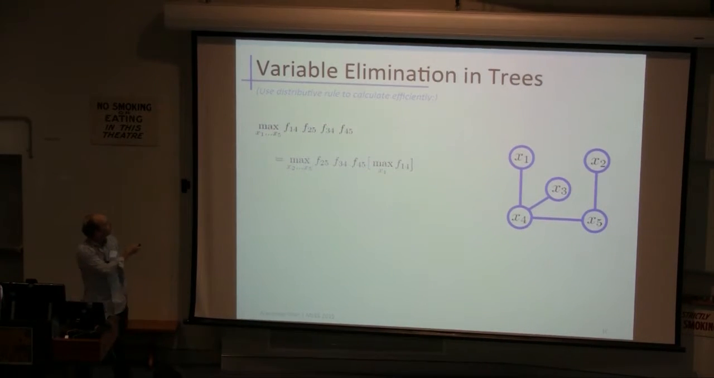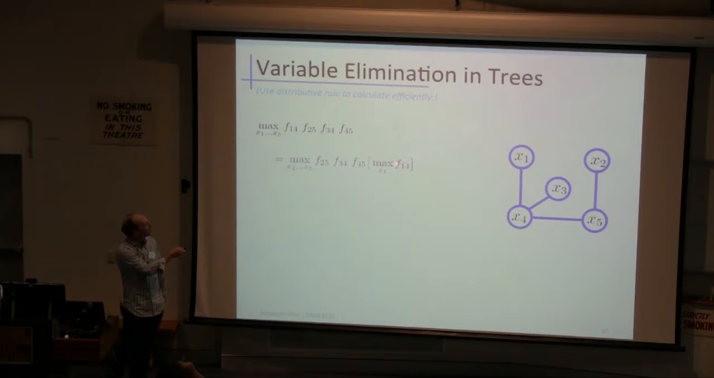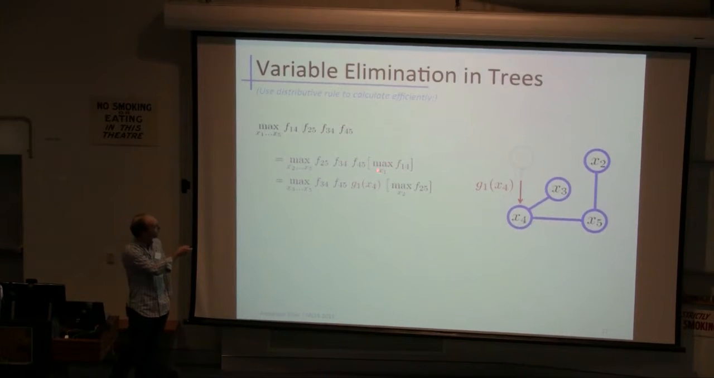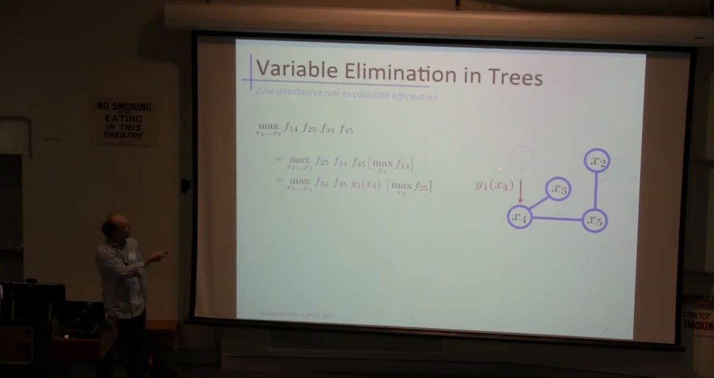So if we have a tree-structured model, then we can always select one of the variables, some leaf variable like x1, to eliminate first. We collect together all the factors that involve x1 and eliminate x1 from them. So here's a factor over 1 and 4. And when we maximize over x1, we get a new function that's only over x4. You can think of this as a message being passed in this tree-structured graph.